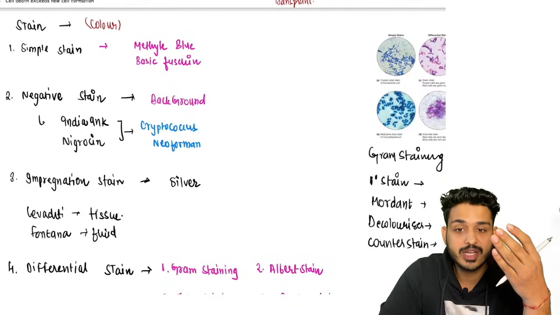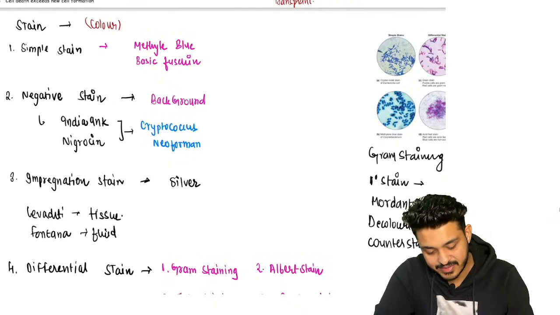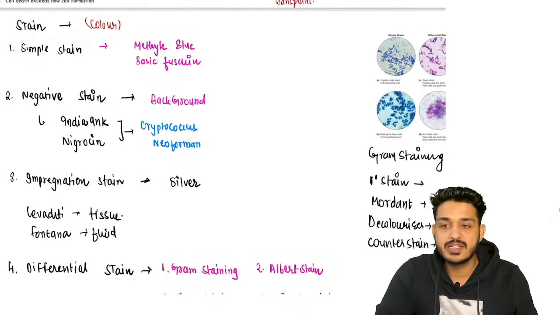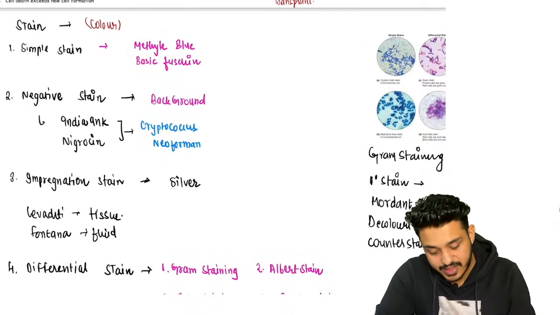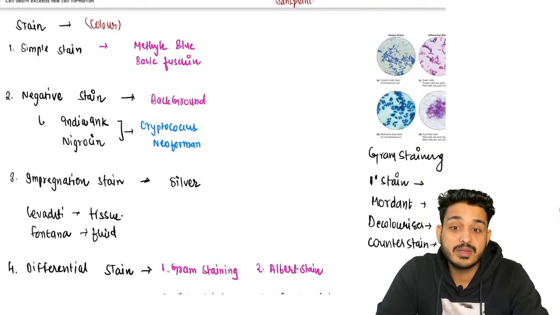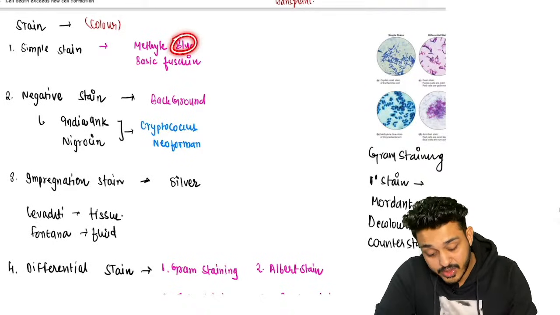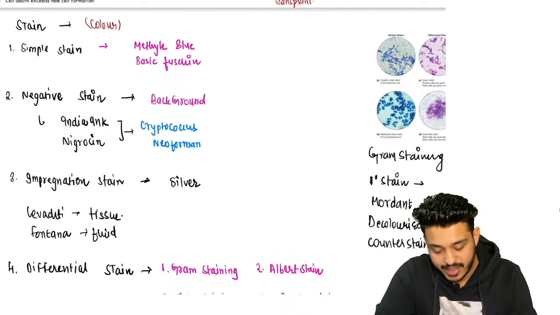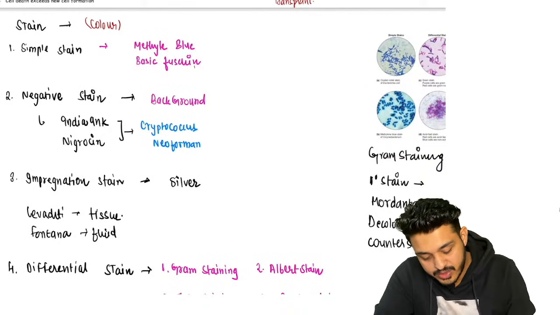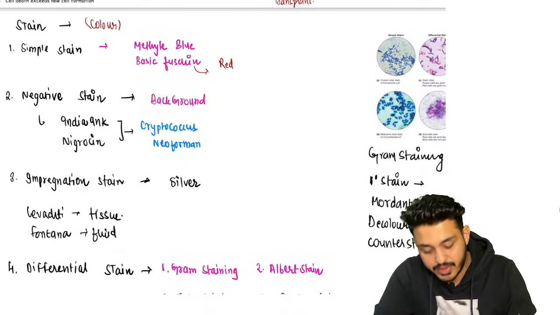So we have got 4 types of stains. What are those 4 types of stains we are having? First is simple stain. Simple stain means same color you are going to give to all the bacteria. Like for example, we are using what? Methylene blue. If I'm using blue, that is going to give all bacteria what color? All bacteria will be blue. Now we can also use basic fuchsin. Fuchsin is going to give you which color, bacha? This is going to give you a red color.